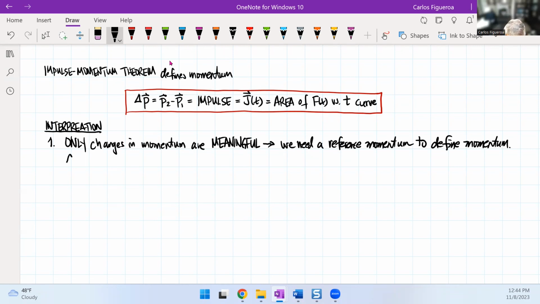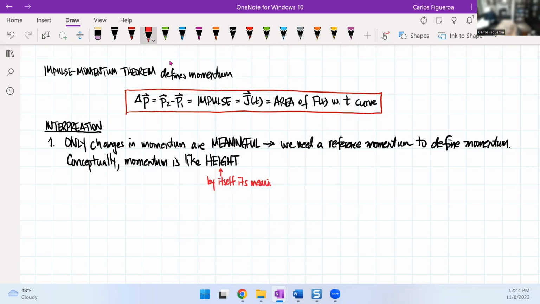Conceptually, momentum is like height. Height by itself, it's meaningless. Height has no physical meaning whatsoever. So when we use the word height, what do we mean by that?